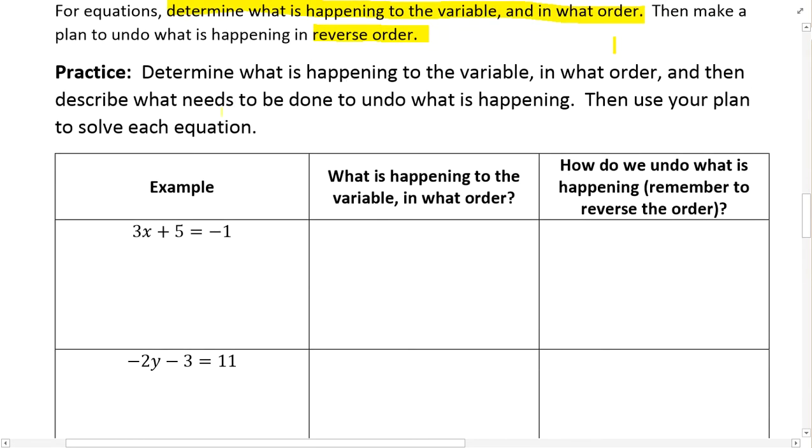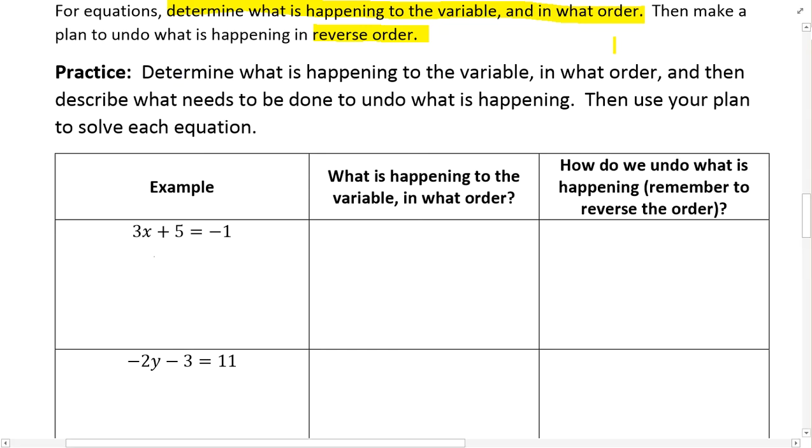So let's do some practicing with this. Determine what is happening to the variable in what order, and then describe what needs to be done to undo what is happening. Then use your plan to actually solve the equation. So let me show you what I mean.